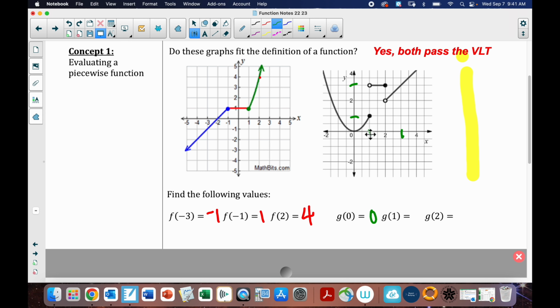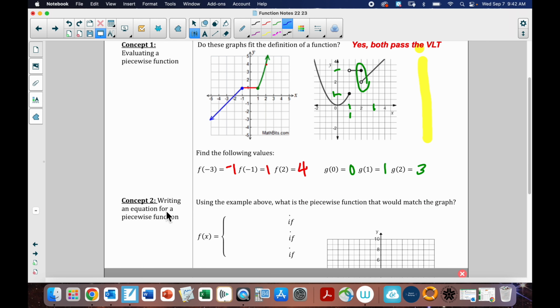So g of 1, here's 1. And that is here at 1. So that is 1. And g of 2, well, that hits right here, and we have to decide which one to choose. Remember, we always choose the one that has a solid dot. The solid dot is at the 3. So there we go. So that is evaluating piecewise functions. We've covered that a little bit, but a couple tricky ones I wanted to make sure we touched on today.